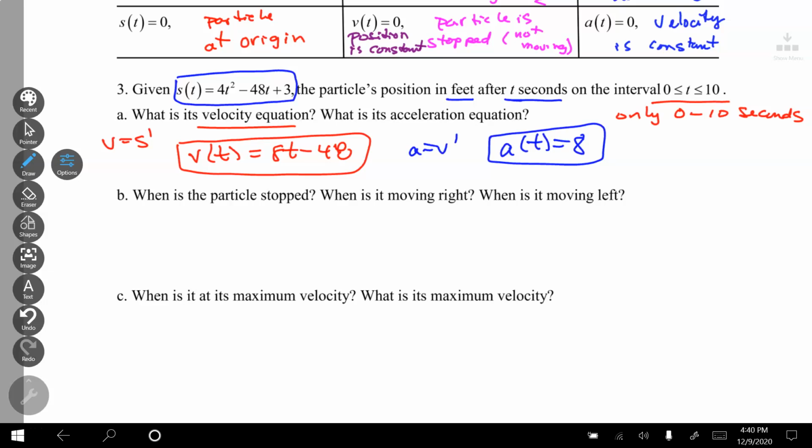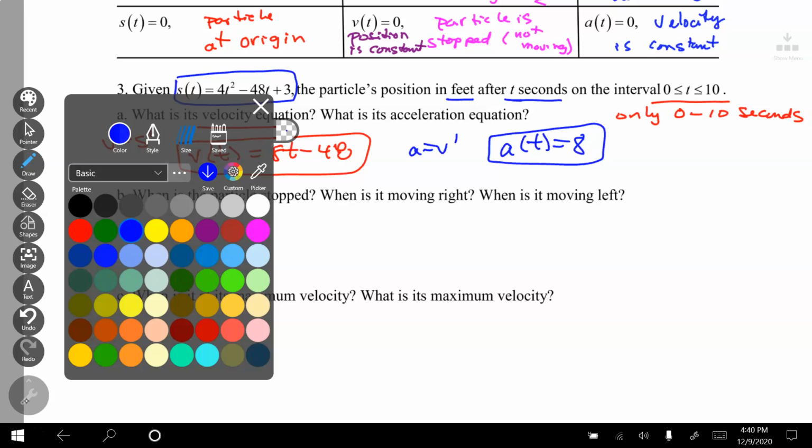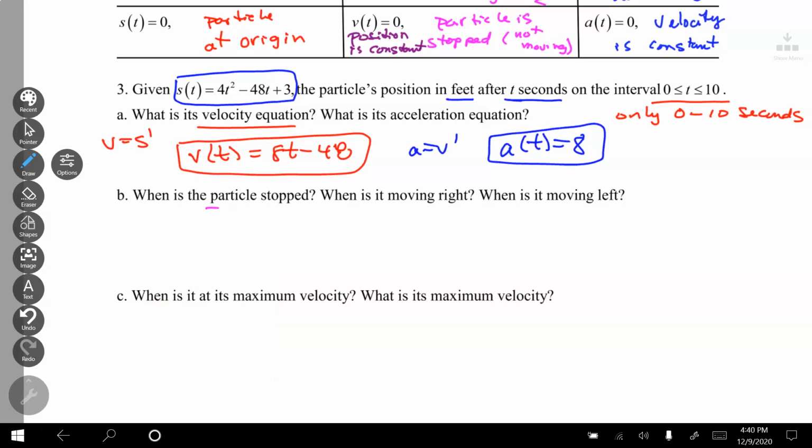When is the particle stopped? Well, what does it mean to be stopped? Particle is stopped when velocity is equal to 0, so I take 0 equals 8t minus 48, 8t equals 48, t equals 6. So it's 6 seconds when it stopped.